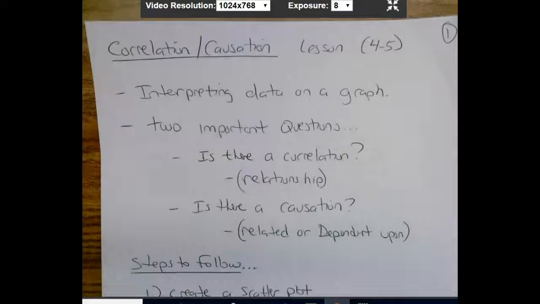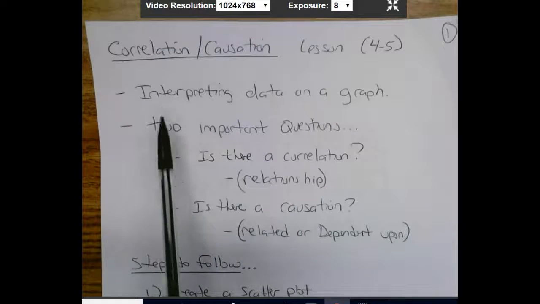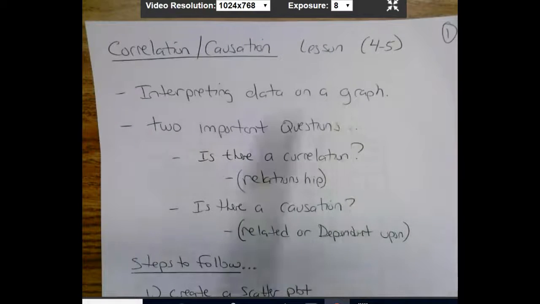And if you remember, if the points are going up or if our line is going up, there's a positive correlation. If they're going down, there's a negative correlation. But here we're going to talk about something called causation along with correlation. One of the reasons to use a scatter plot would be to see if we can figure out something from our data. So really, you see this first line here. It says interpreting data on a graph.